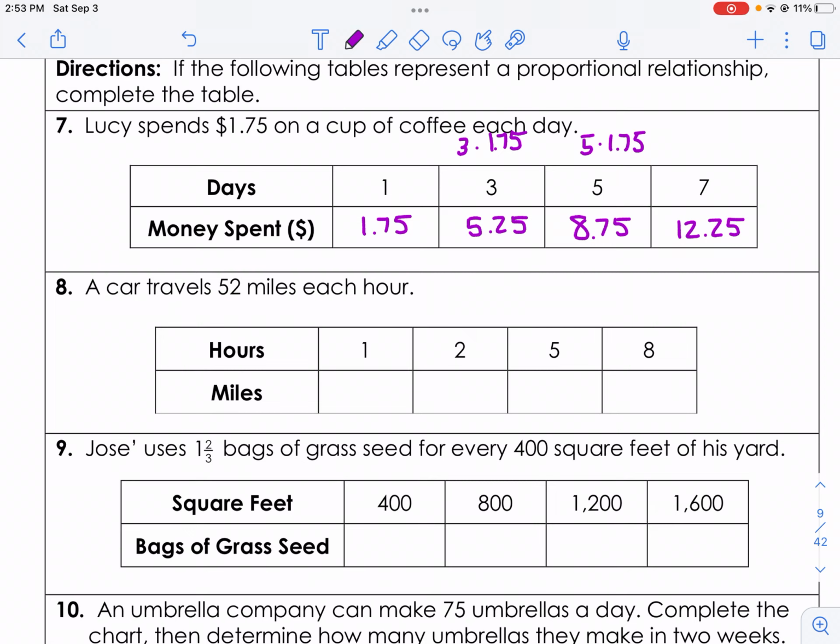A car travels 52 miles each hour. So the first hour, that's 52 miles. The second hour, let's do that times 2, 104. For 5 hours, we'll do 5 times 52, which will give us 260. I'm using my answers here to do this quickly. 8 times 52 will give us 416. So that's the same for all of these. We're going to fill in the table with the value that we have.